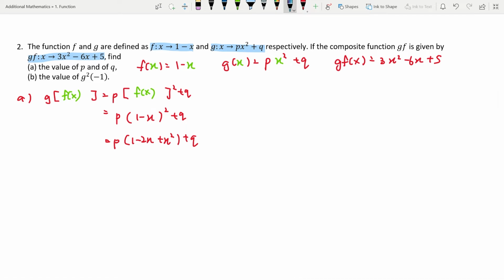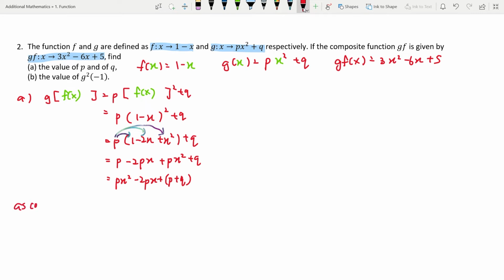Then expand it. P times 1, we get p minus 2px plus px squared plus q. Let's group them together and rearrange it. We have px squared minus 2px plus p plus q. Group it accordingly into x squared, x, and a constant. Then we compare our answer with the given information.